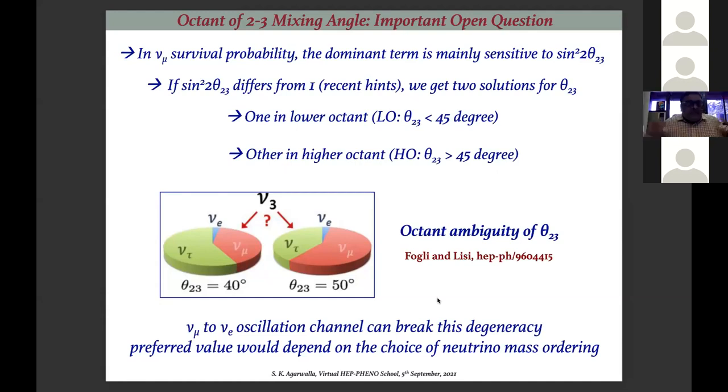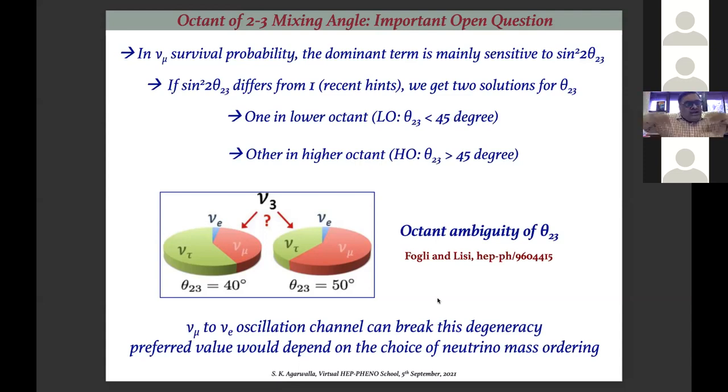You know that theta 2-3 is maximal, basically. The mixing angle value is 45 degree. But suppose, and this is what the data is telling now, that the value of this quantity sine square 2 theta 2-3 is not exactly 1, but it is a little bit less than 1. Suppose sine square 2 theta 2-3 is not 1, say 0.98.